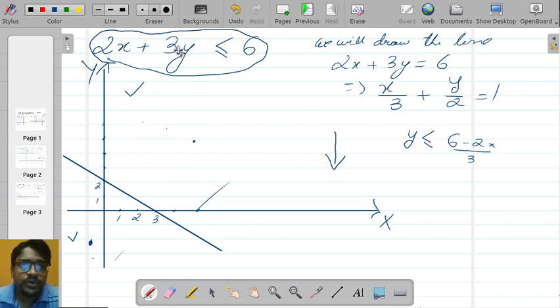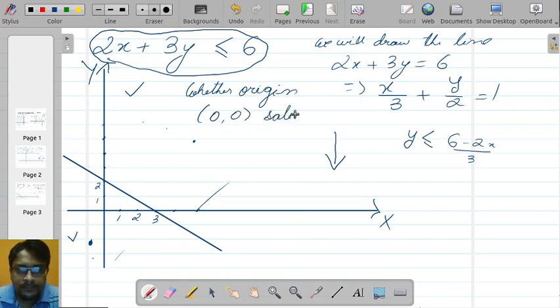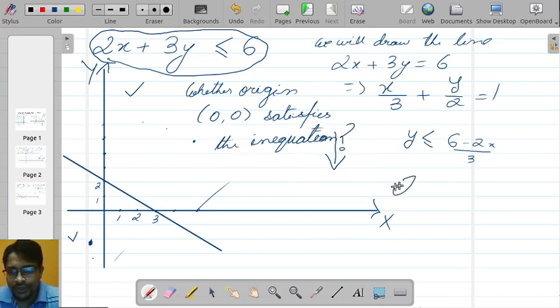So the easiest way to locate the region is to check whether the origin satisfies this inequation or not. That is, the origin 0 0. So this is what we need to check. Put it here: 2 into 0 plus 3 into 0. What is that? 0, and 0 is less than or equal to 6. This is true.